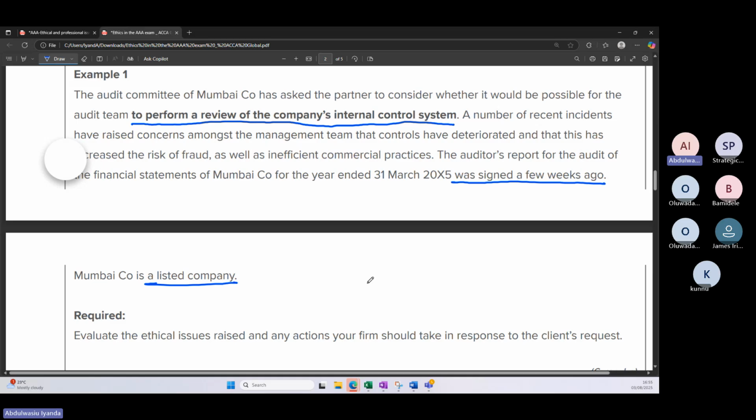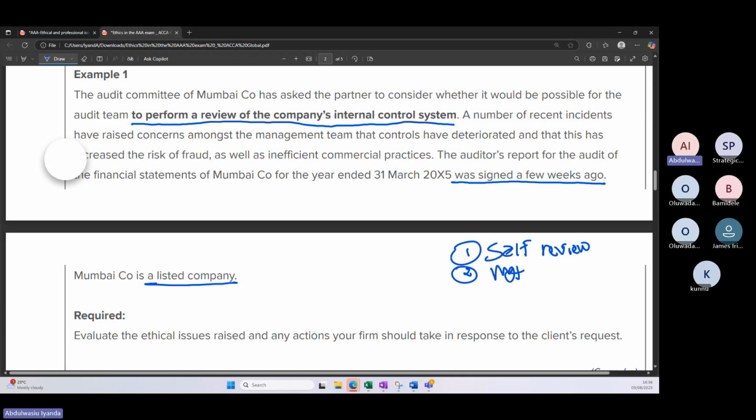What do you think? Is it advocacy? Is it familiarity? Is it intimidation? Self-review? Self-interest? Management? Anybody? Well, I'll say self-review. Okay, one. Thank you, sir. Anybody else? Step one, we should identify the threat. Management threat. Okay, so one also makes mention of management. What else again? We have two out of six. Is advocacy there? Is familiarity there? Is intimidation? Okay, we make mention of self-review. What of self-interest? Is self-interest there? So is that the only two that we can see from here?